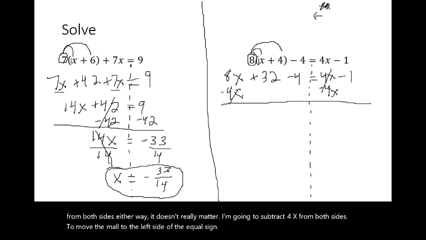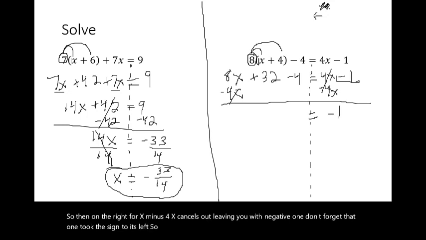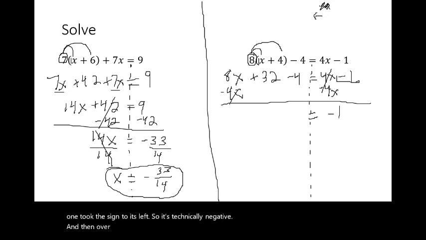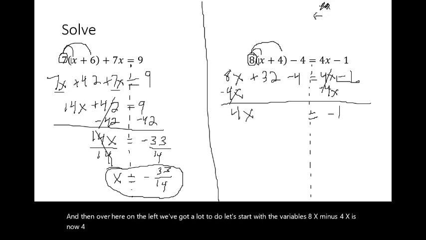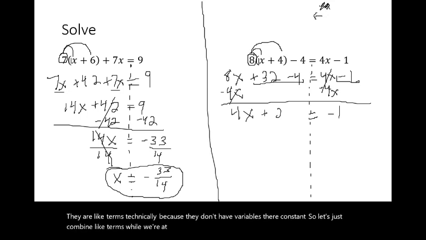So then on the right, 4x minus 4x cancels out, leaving you with negative 1. Don't forget that 1 took the sign to its left, so it's technically negative. And then over here on the left, we've got a lot to do. Let's start with the variables. 8x minus 4x is now 4x. And this 32 minus 4, they're like terms technically because they don't have variables. They're constants. So let's just combine like terms while we're at it. 32 minus 4 is positive 28.